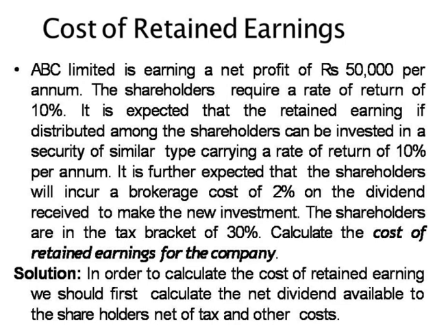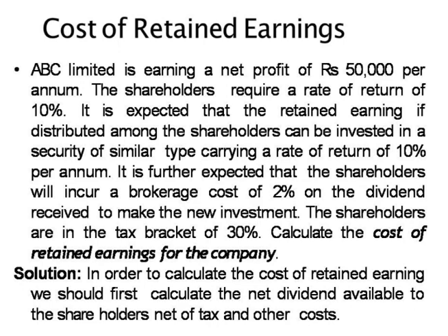So come to this case study. ABC Limited is earning a net profit of rupees 50,000. The shareholder requires a rate of return of 10%. It is expected that the retained earning, if distributed among the shareholders, can be invested in securities of a similar type, carrying a rate of return of 10% per annum. And it is further expected that the shareholder will incur a brokerage of 2% on dividend received to make the new investment, and the shareholders are in the tax bracket of 30%. Now what would be the cost of retained earning?